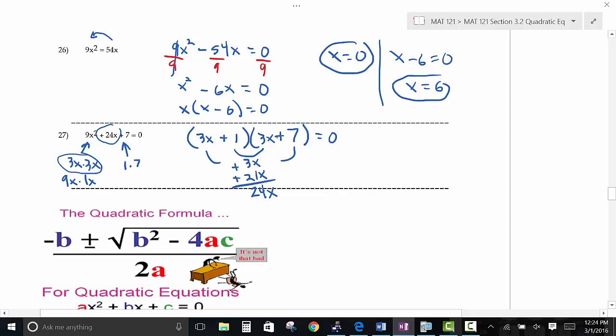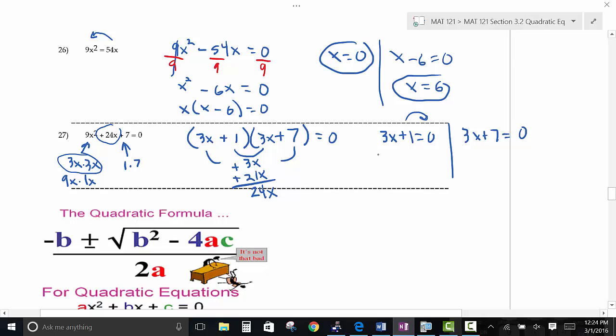Now, you could have those in a backwards order, obviously. You could have the 3x plus 7 first and the 3x plus 1 second. It doesn't matter. So now what you want to do is solve these two equations, and then you're done. And again, if you can do this last step in your head, just do it in your head. I want you to be able to do this in your head.